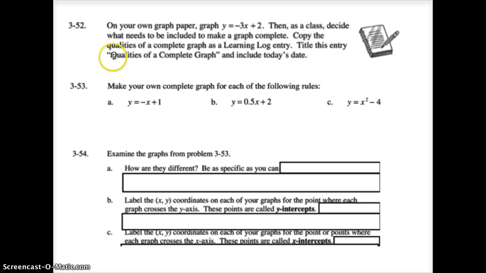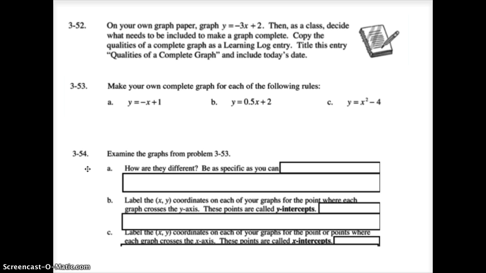When you're done with that, you're going to make complete graphs for A, B, and C on problem 53. A is y is equal to negative x plus 1, B is y is equal to 0.5x plus 2, and C is y is equal to x squared minus 4. Now when you do these, I want you to be thinking about how these graphs are different, because number 54 asks how are they different, and be as specific as you can.